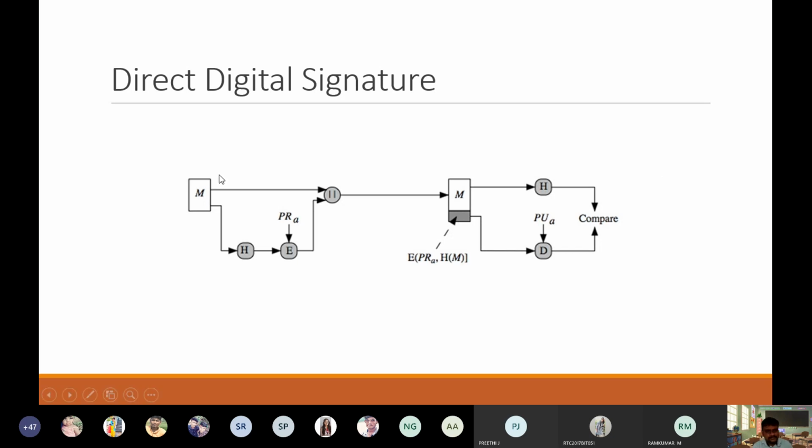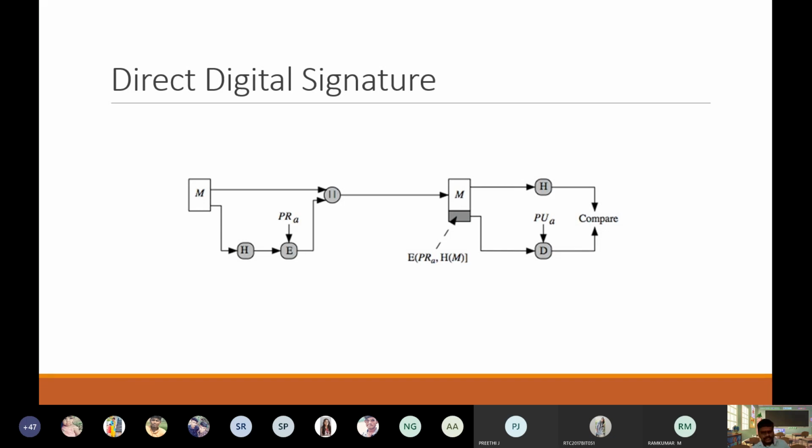Here is a message, and here we have generated a hash value of that message. That hash value is encrypted by using the private key of A, the private key of the sender. Private key is nothing but a password of the sender. That encrypted hash value will be concatenated with the message. Now the message along with the encrypted hash value is sent to the receiver side. Here, the receiver receives the message along with the encrypted hash value.